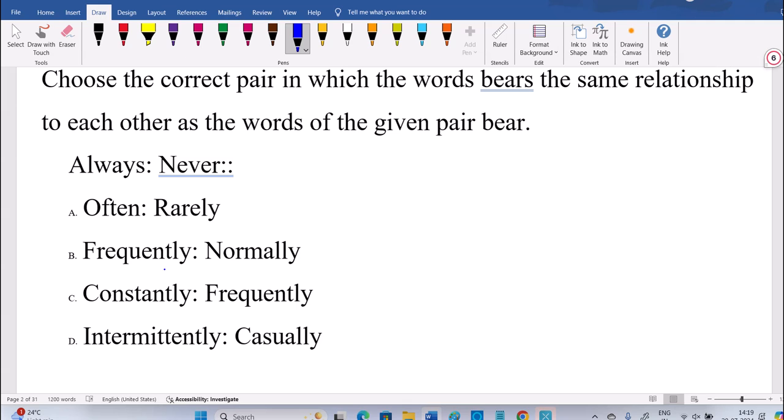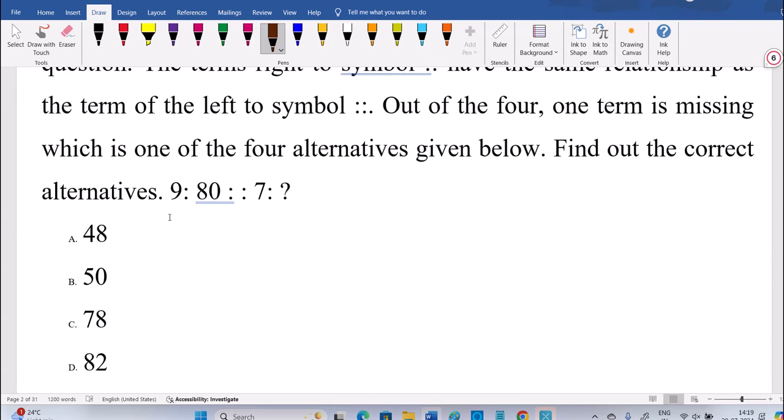Always, never. They are opposite antonyms. So next, often means frequently. Opposite is rare. Opposite words.